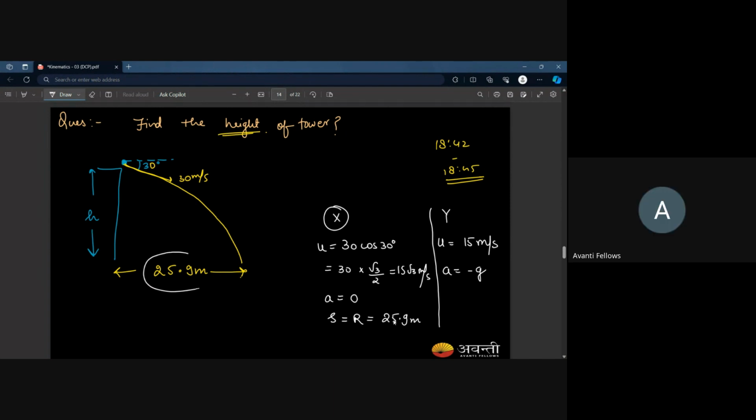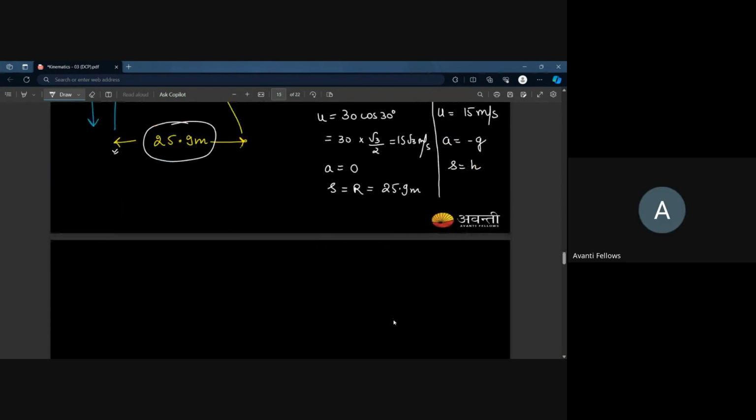Wait, this is range now. And the displacement in y-axis would be h. Wait, this is the initial point and this is your final point. So this is the displacement. Is that okay? Yes, ma'am. Okay.